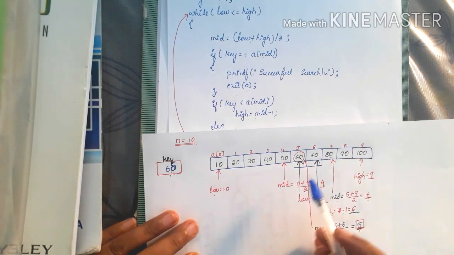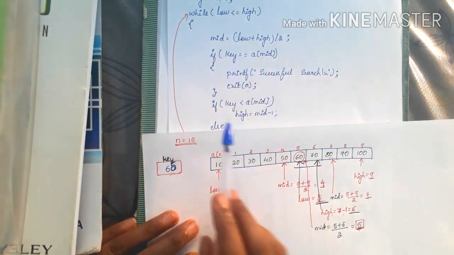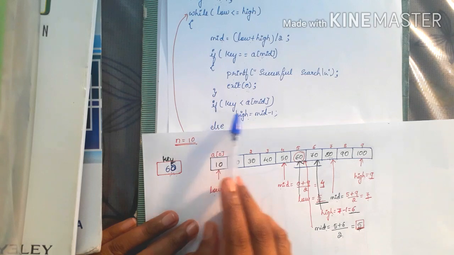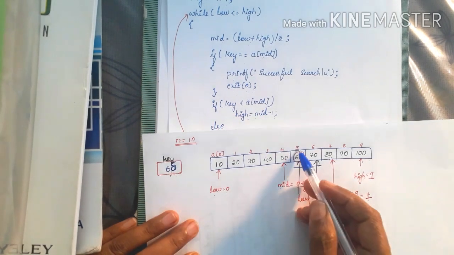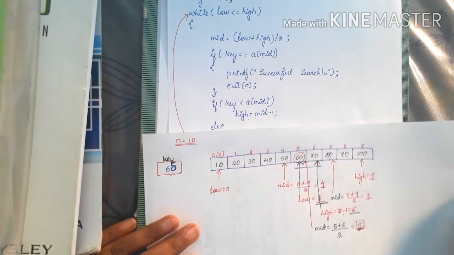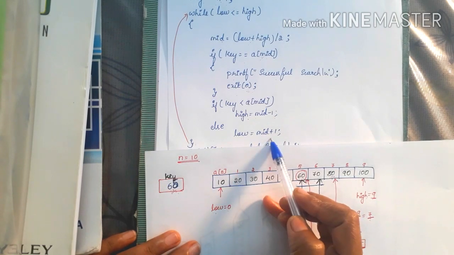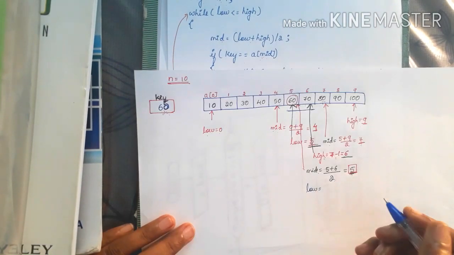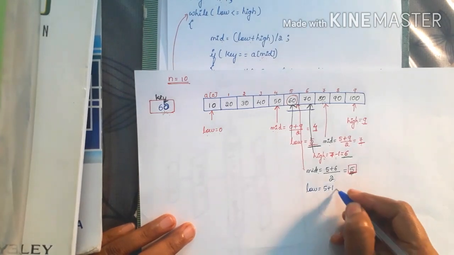Then we compare 65 with 60. Is 65 equal to 60? No, control moves out of if. Then, is key less than A of mid? Key value is 65, mid value is A of mid. Is 65 less than 60? No. So control moves to the else part. Else part instruction is low is equal to mid plus 1. Mid value is 5, 5 plus 1 is 6.